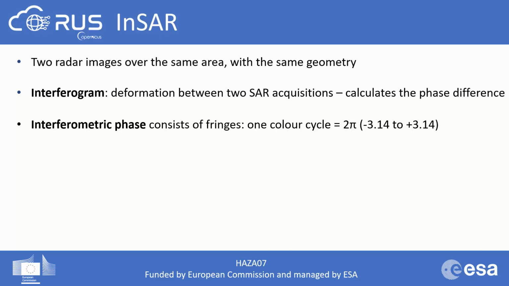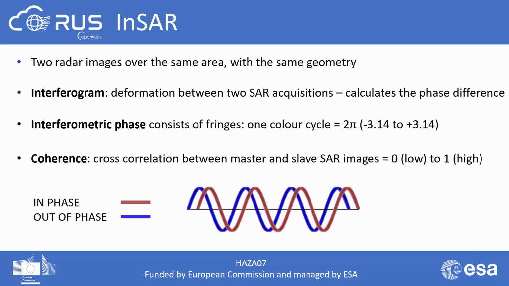When we obtain two radar images over the same area that are of the same orbit and have the same geometry, we can create an interferogram which represents the deformation between two SAR acquisitions by calculating the phase difference of those two products. The interferometric phase consists of fringes, and one full color cycle has values from -3.14 to +3.14. With interferometric processing, we can also obtain information about the coherence of two images. This means how well correlated each pixel of the slave image is to the corresponding master image pixel. The closer to 1 the value, the more coherent the image is.